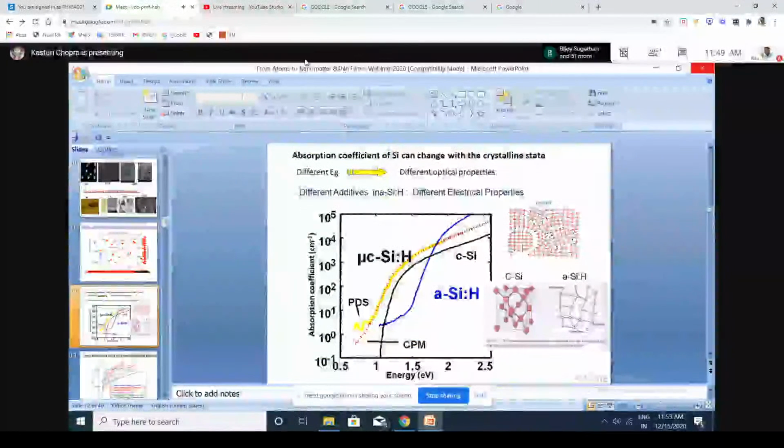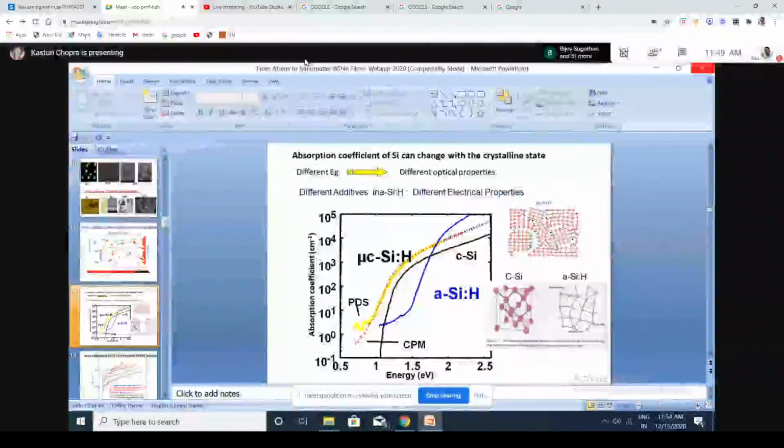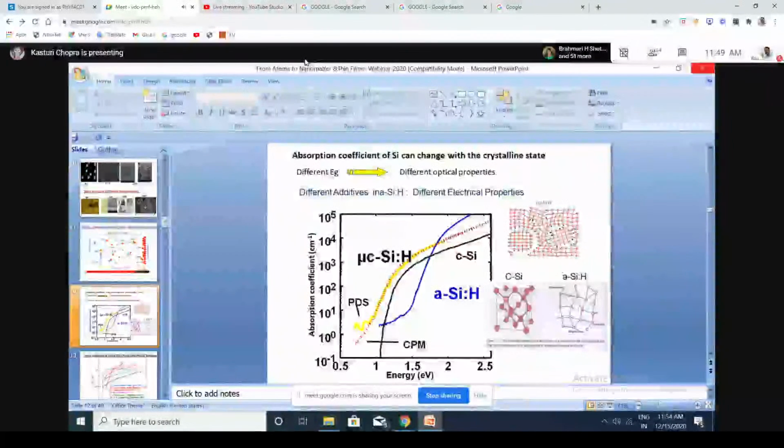Okay, I'm showing here now, for example. So silicon is a very difficult material. Silicon has tetrahedral bonds.